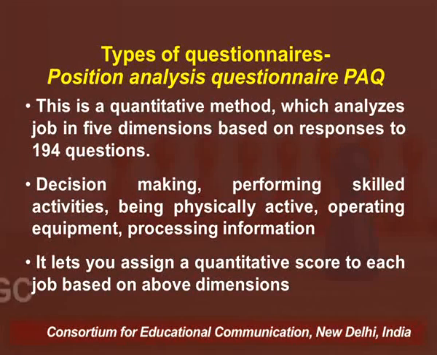Now coming to the types of questionnaires. The first type of questionnaire is the position analysis questionnaire. It is also called the PAQ, and it is a quantitative method which analyzes the job in 5 dimensions based on responses to 194 questions. The entire questionnaire consists of 194 questions pertaining to decision making, performing skilled activities, being physically active, operating equipment, and processing information. It lets you assign a quantitative score to each job based on these dimensions.